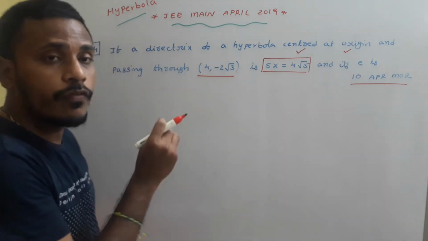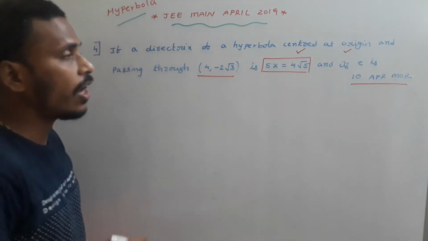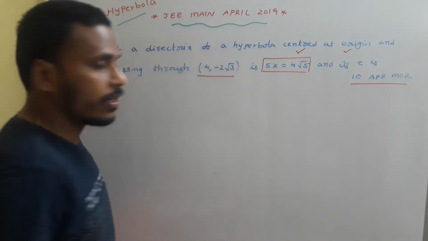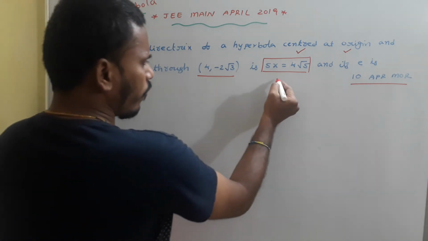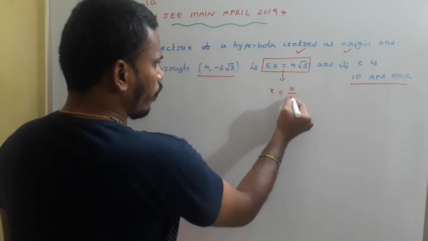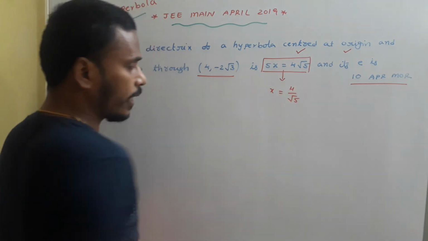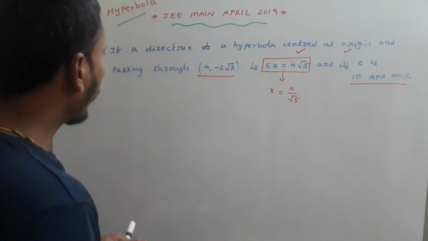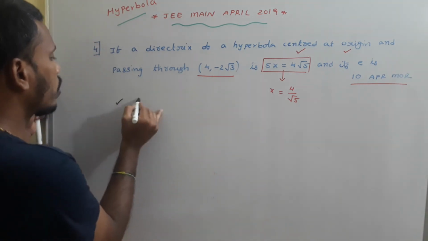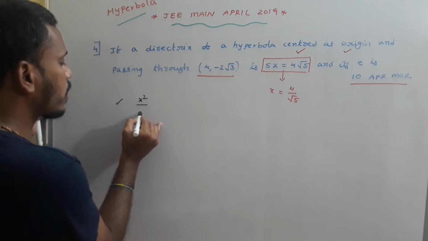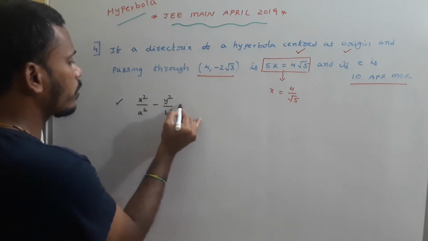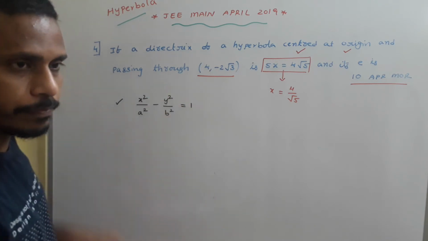See, the directrix of a hyperbola centered at the origin is given as 5x is equal to 4 root 5. See, 5x is equal to 4 root 5 is simply x is equal to 4 by root 5, right? x is equal to 4 by root 5. And one more thing, the hyperbola whose center is at the origin, so you just consider the standard hyperbola, x square by a square minus y square by b square is equal to 1.